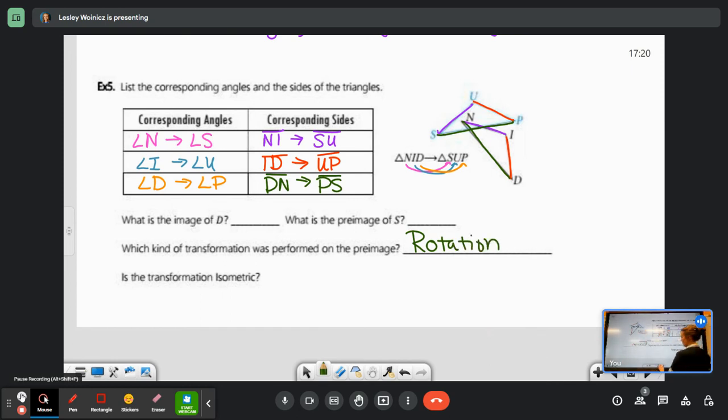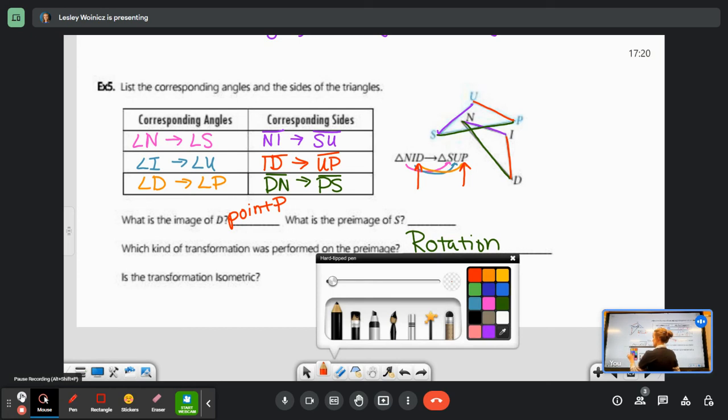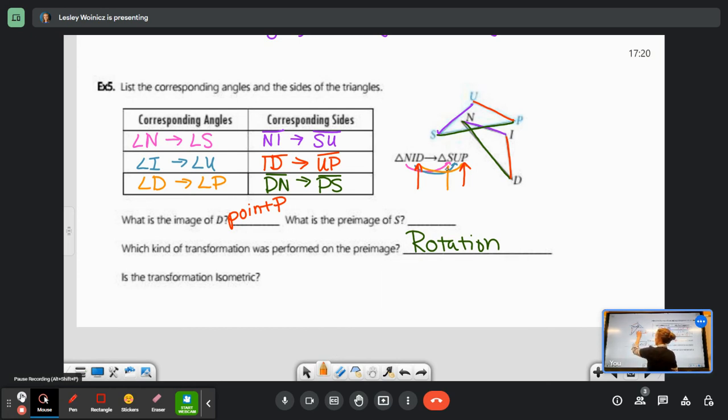Okay, what is the image of D? Well, we can tell by the order. If D is the last thing in the pre-image, then we look at the last point in the image. So that would be point P. I think I just looked at this S and said S. Okay, look for the pre-image of S. If S is the first thing, we want the first point in the pre-image. So that would be point N.